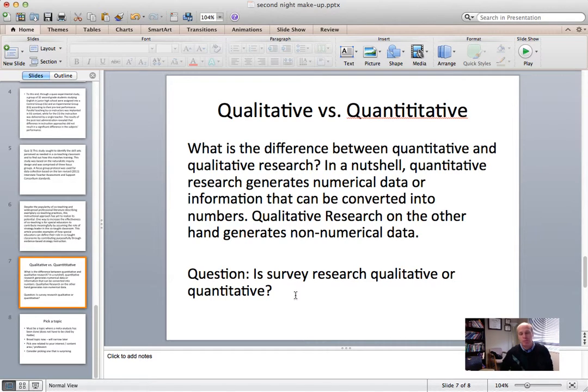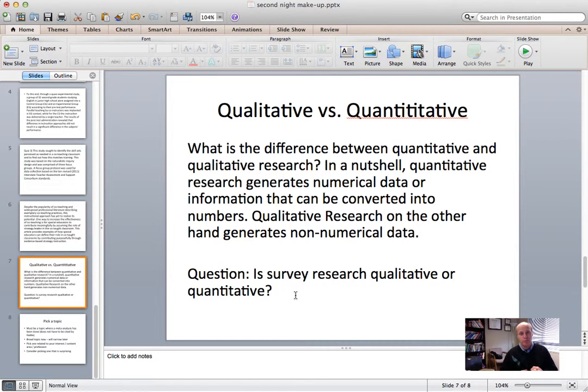Now, what trips people up about that is it's like, well, that's my opinion, and opinions are qualitative. Well, sort of, but that's not the exact test. The exact test is it's numbers, or can it be turned into numbers? And opinions, ideas can be turned into numbers. So you have to look at the way that data is collected.